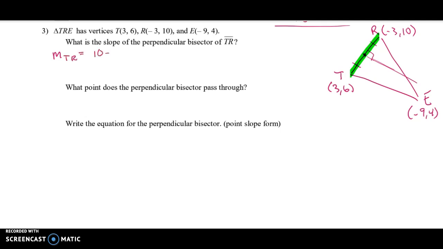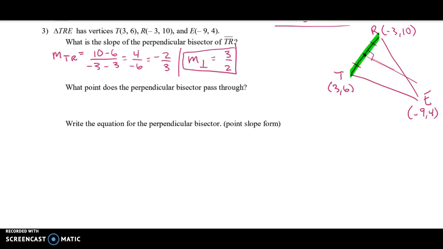That's going to be 10 minus 6 over negative 3 minus 3, which is 4 over negative 6, which is negative 2/3. Therefore, the slope of the perpendicular bisector is going to be 3 over 2.